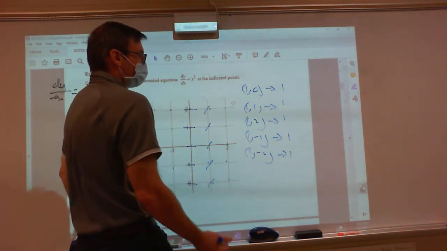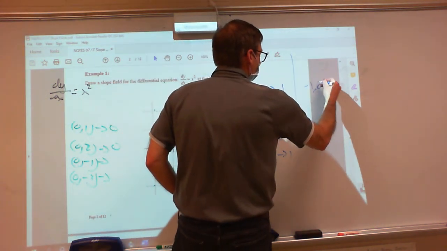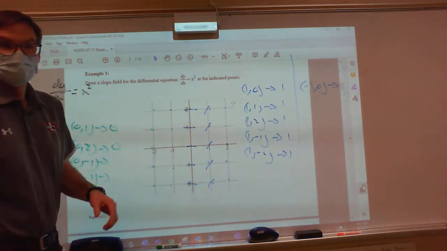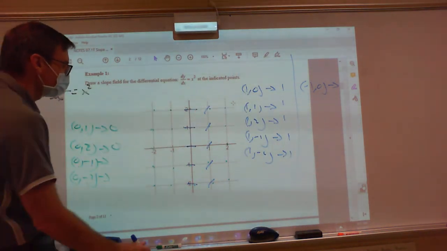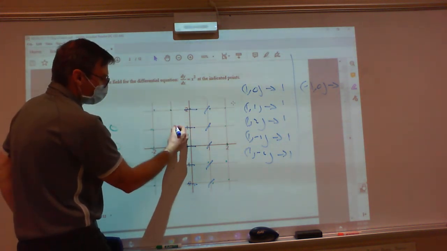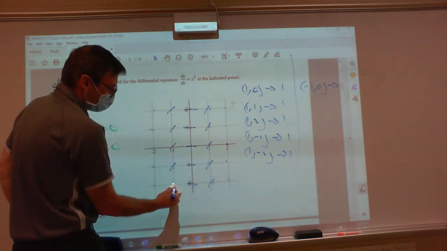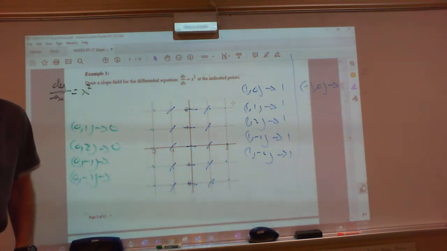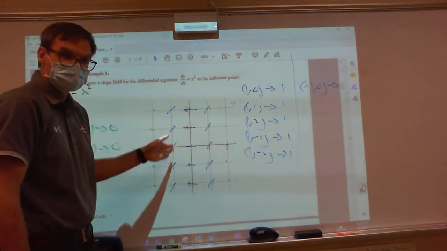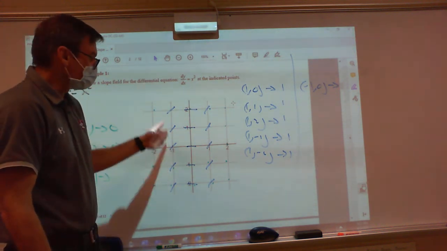All right, well, let's try some other ones. Well, what about negative 1, 0? What's that slope going to be? 1. Okay, can I go ahead and say that all of these are going to be 1? Negative 1, 0 has a slope of 1. Negative 1, 1 has a slope of 1. Negative 1, 2 has a slope of 1. All right? Because all of these have the same x value, right? So it doesn't matter what the y is. So they're all going to be the same.